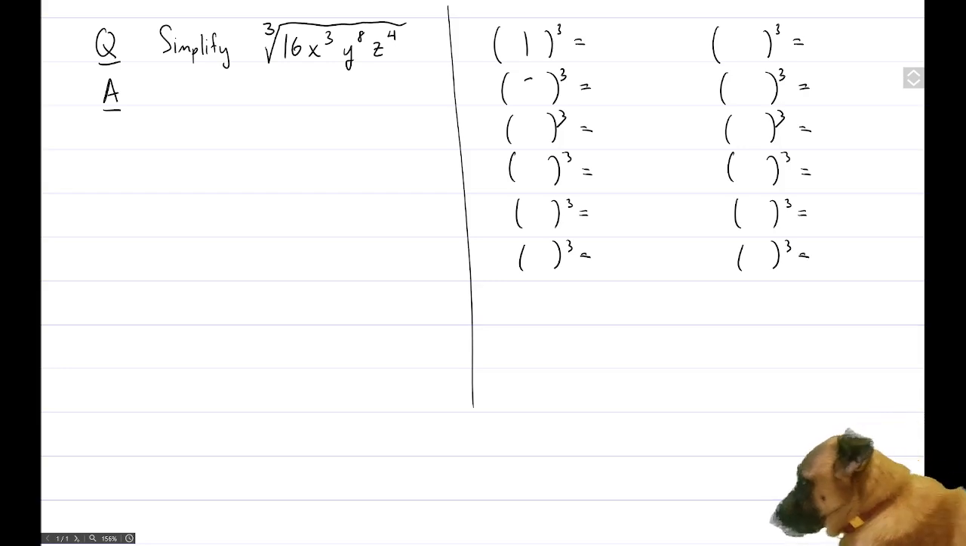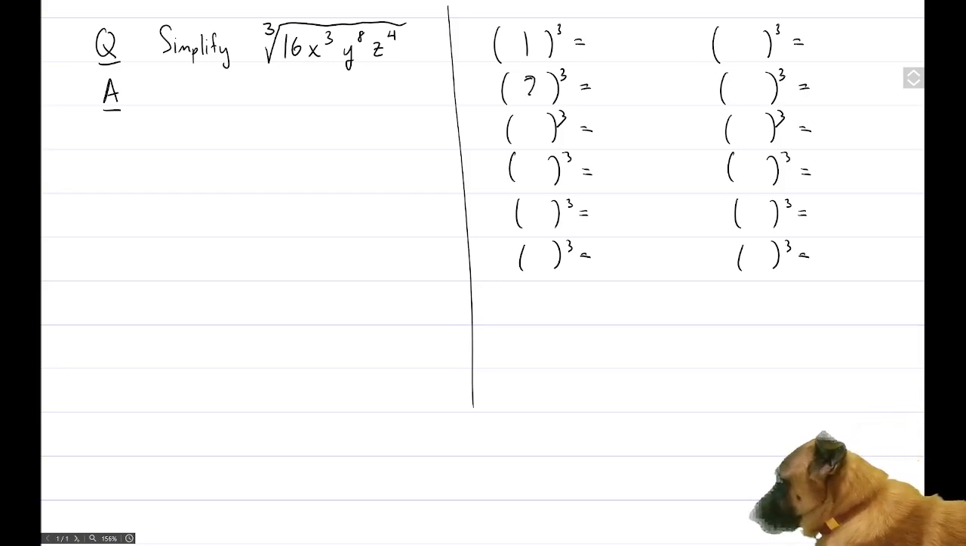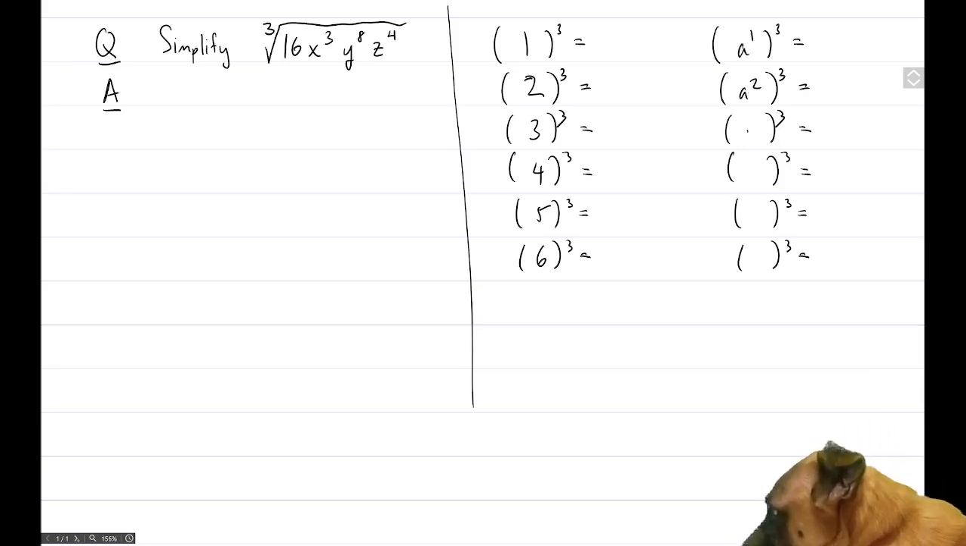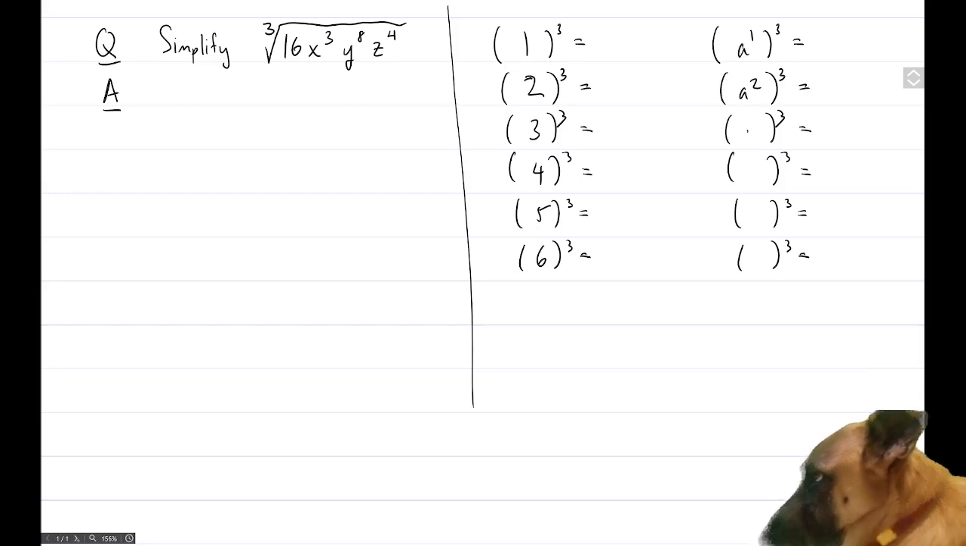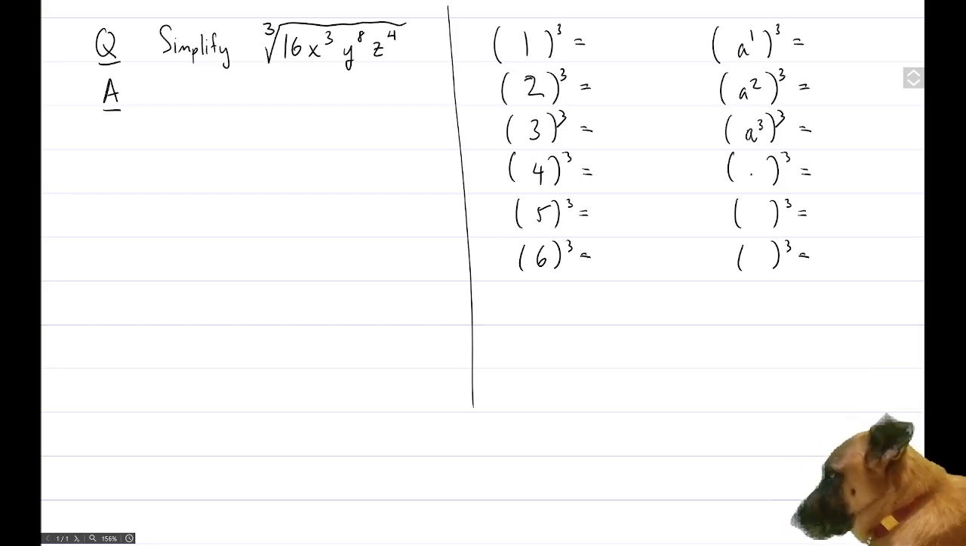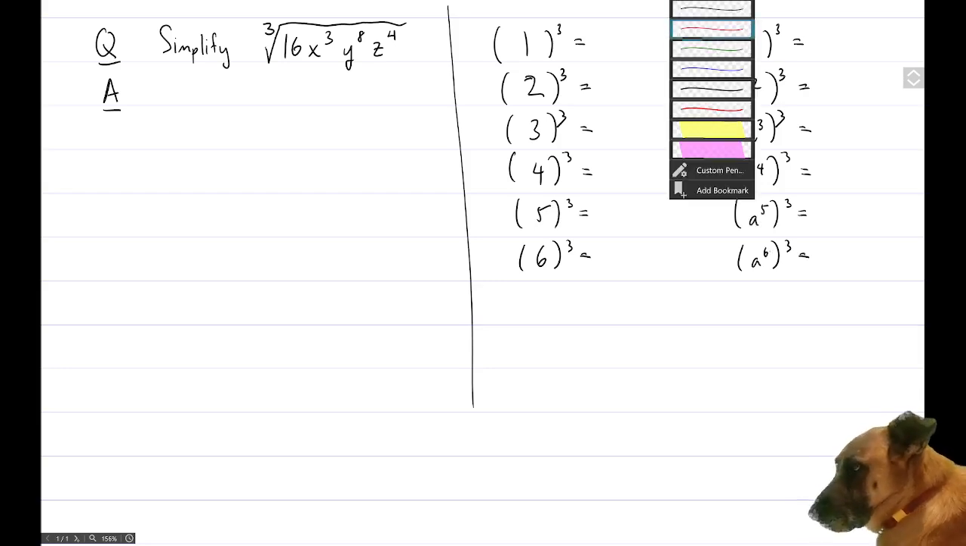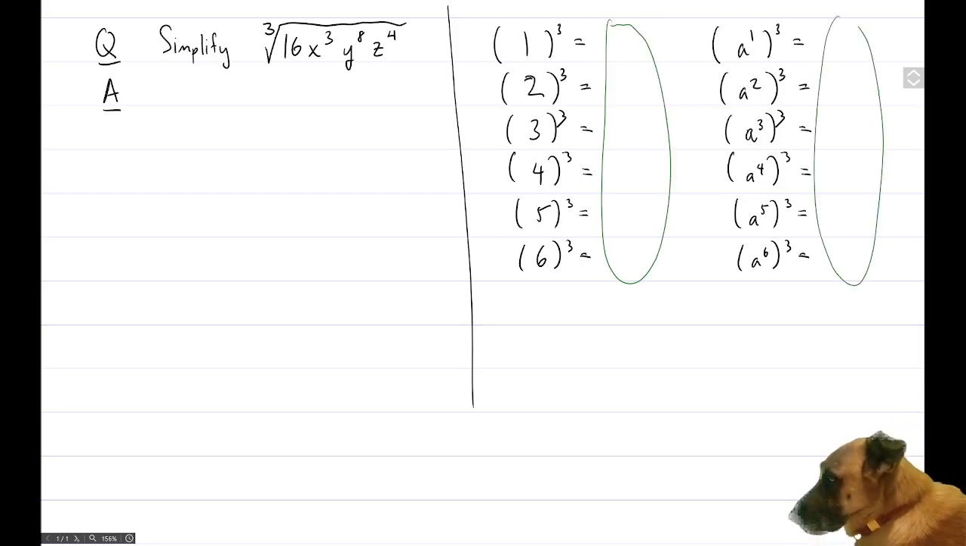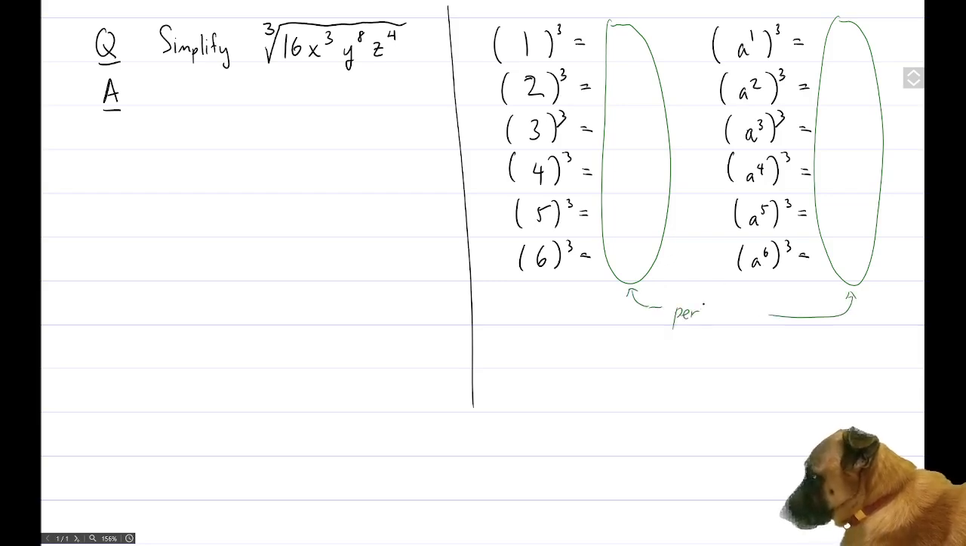Okay, and through the power of pausing the recording, I sped things up a bit, but I'm going to stick here 1 inside the parentheses 1, 2, 3, 4, 5, 6, and then here a to the 1, a to the 2, a to the 3, a to the 4, a to the 5, a to the 6. Now, in this space there, where I've circled in green, I'd like you to fill in these spots because these are the things that are perfect cubes.